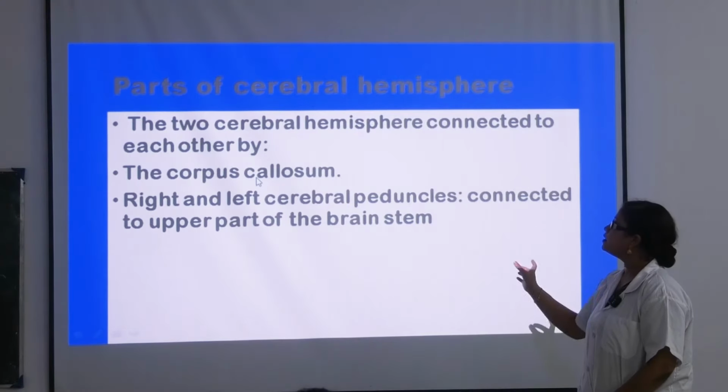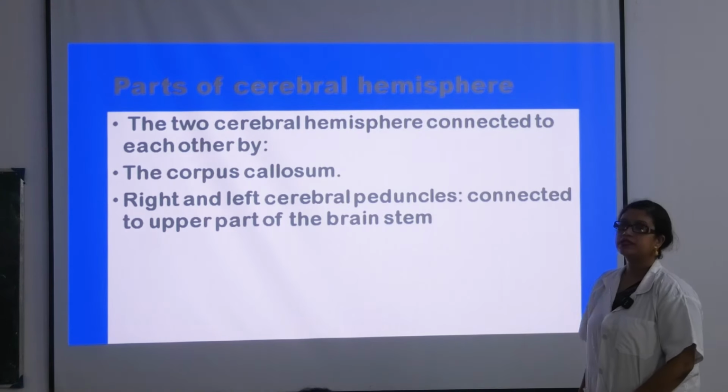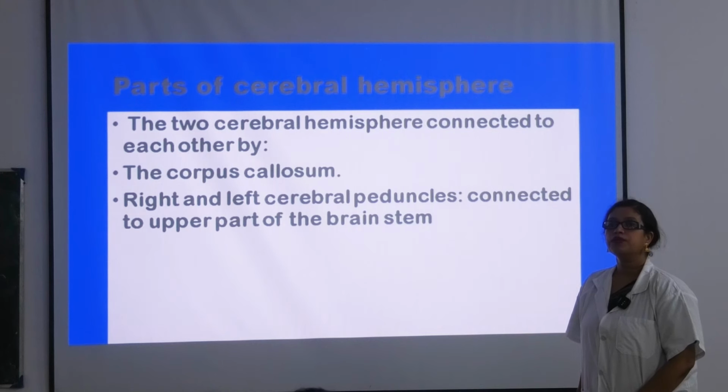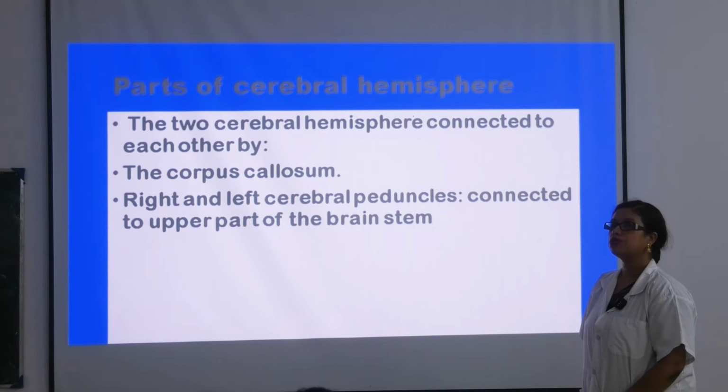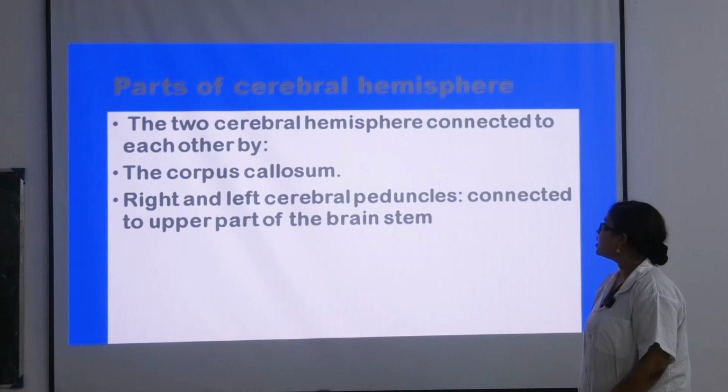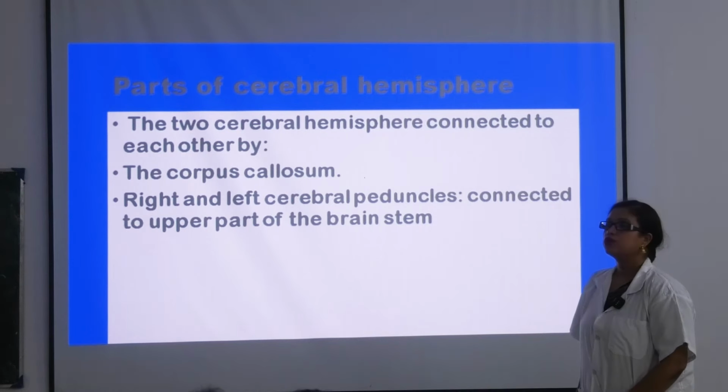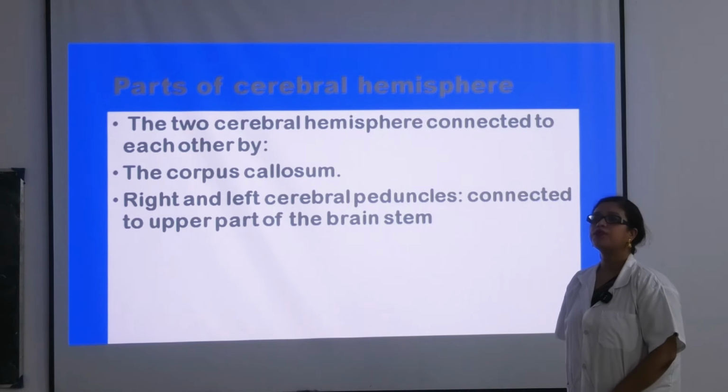Okay, তো এখানে যেটা বলছিলাম, if you see the cerebral peduncle, what do you mean by peduncle? Peduncle means connection or the bridge. Okay, so it is connecting where? To the upper part of brainstem. Upper part of brainstem এ কি আছে?